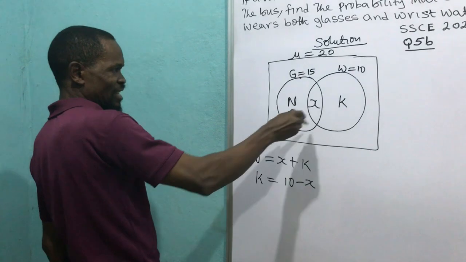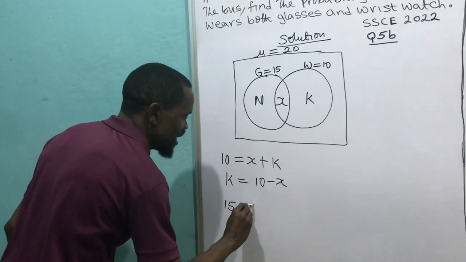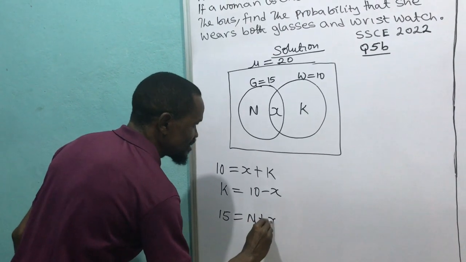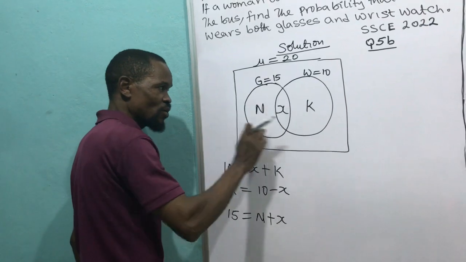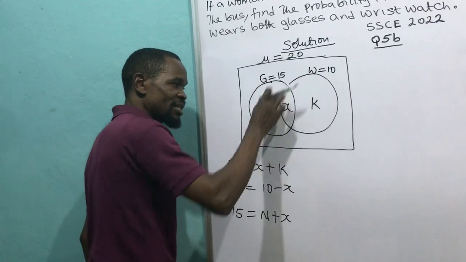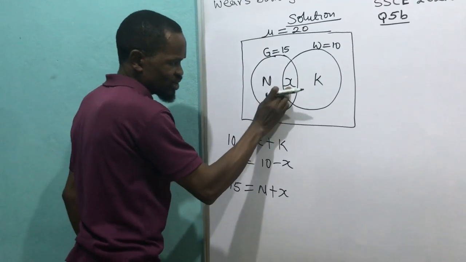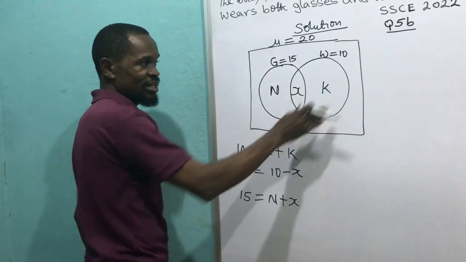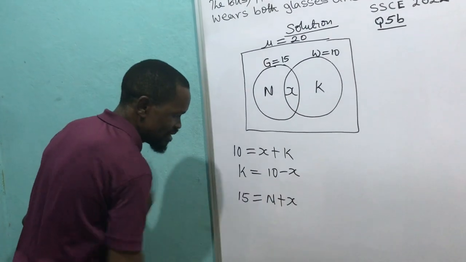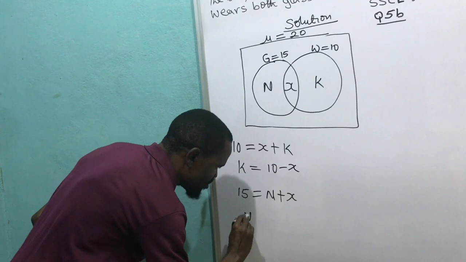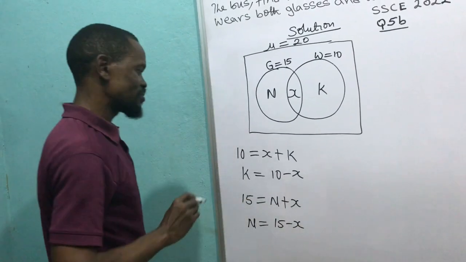Again, in this circle here, I have that 15 is equal to N plus what? X. Are you following me now? So this circle is for 15, this circle is 10. Inside this circle, what is there? N plus X, giving me 15. Inside this circle, X plus K, giving me 10. And that's what I need here. So making N the subject of the formula, I have 15 minus X. That's it.